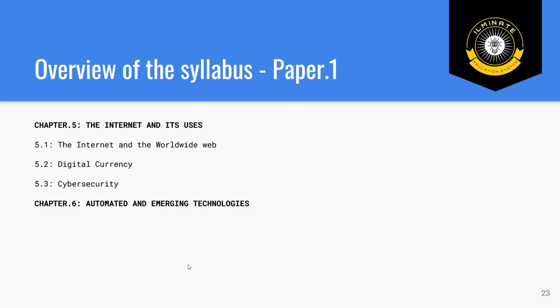Then we have the last chapter for the paper 1, which is automated and emerging technologies, in which we'll be learning automated systems, what they are, and how they function. We have robotics, and we have artificial intelligence, and we're basically learning the difference between all these three and how all of them fall in different categories and how they're similar to each other, including the differences and their purposes.